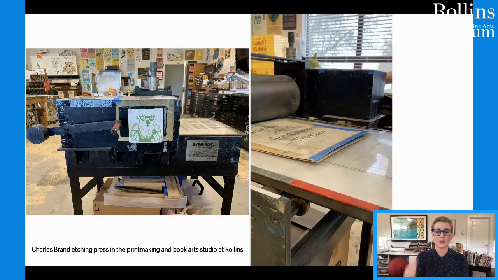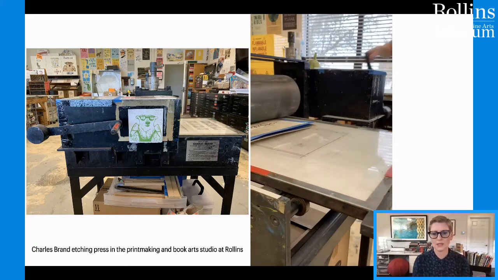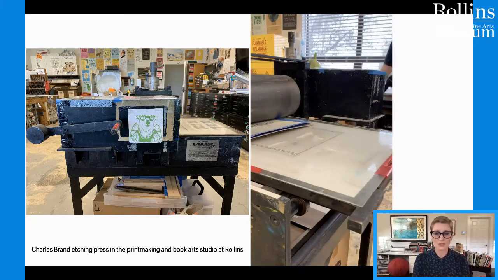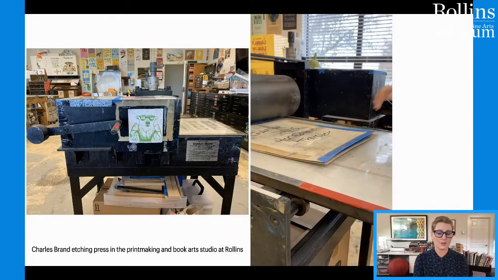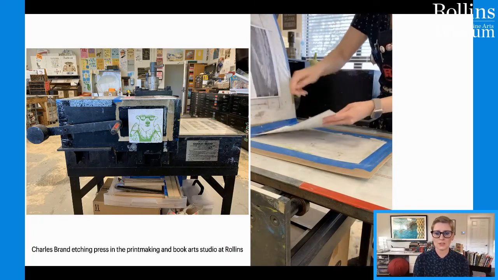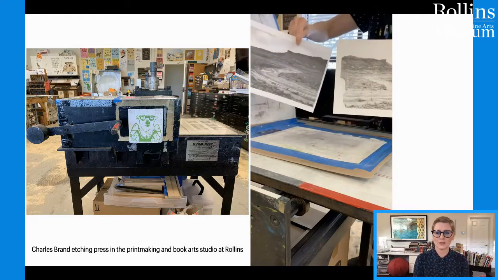So that's going to release that toner and make that image malleable. Now I'm going to run it through this press. This is our Charles Brand etching press in the printmaking studio at Rollins. And it's applying a lot of pressure to the back of that paper, so while the toner is activated and wet, the pressure is going to push it through to this other sheet of paper. And you'll immediately see that the image is radically different.